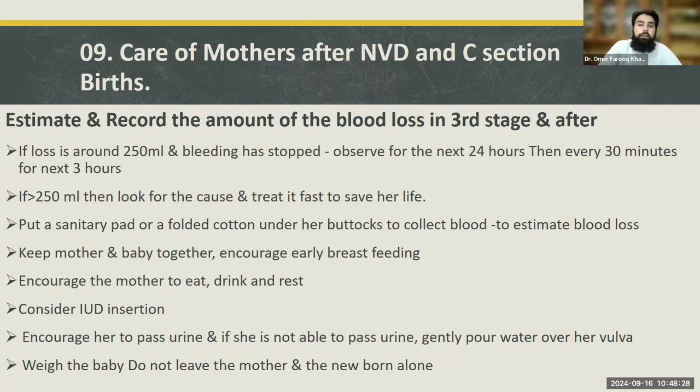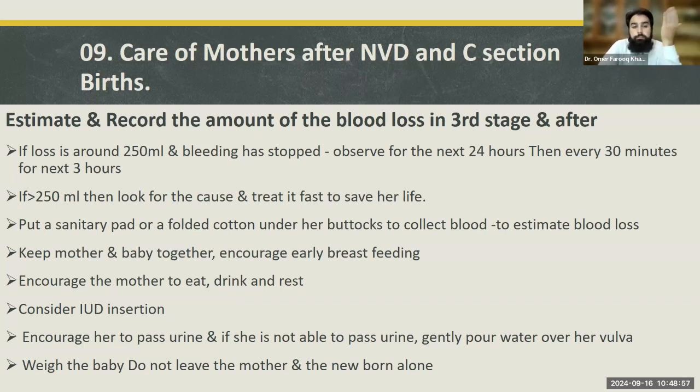Estimate and record the amount of blood loss in the third stage and after. If the loss is around 250 ml and bleeding has started, observe for the next 24 hours. If there is more than 250 ml, then look for the cause and treat it fast to save her life. Put a sanitary pad or a folded cotton under her buttocks to collect blood to estimate blood loss, and this is how to collect blood and estimate how much blood she has lost.